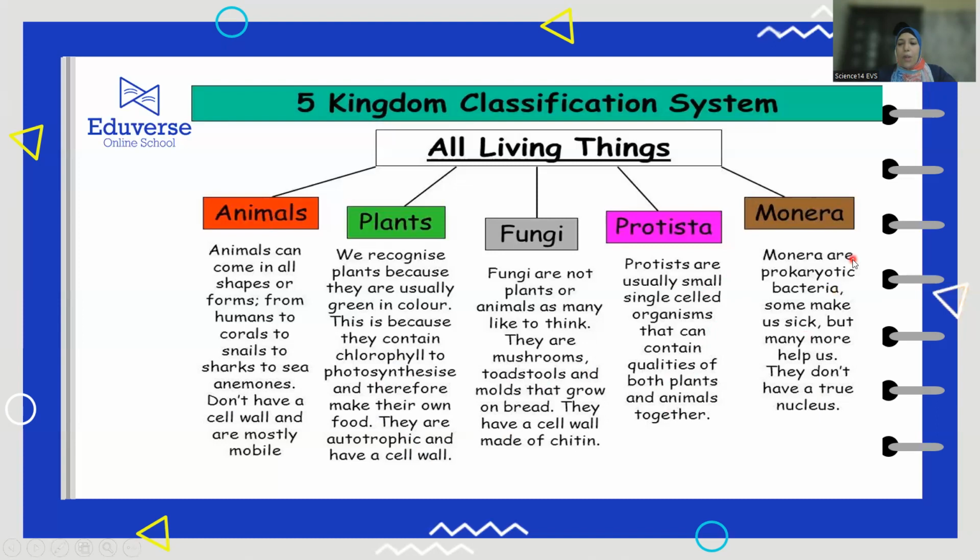As for kingdom Monera, it's the prokaryotic organisms. They are the bacteria. They are very simple living organisms. They are widely scattered. They are very tiny, and all of them reproduce mainly asexually, especially by binary fission.